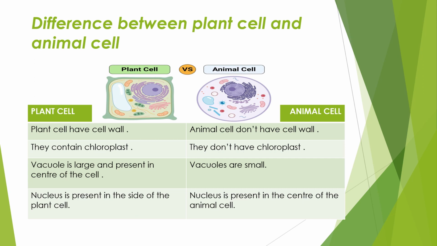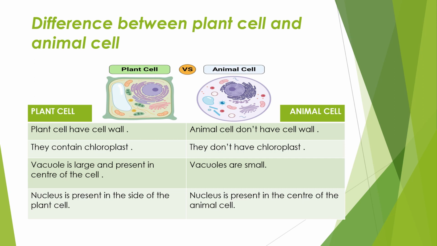Okay, now I think at this point you will tell me the difference between the plant cell and animal cell. This is just a revision for you without looking at the slide. This is just a test for you. Can you please tell me what is the difference between plant cell and animal cell? First difference, plant cells have a cell wall, animal cells don't have a cell wall. Plant cells contain chloroplast, animal cells don't have chloroplast. Vacuole is large and present in the center of the cell. Vacuoles are very small in animal cells. And one more difference was there. Nucleus is present on the side of the plant cell because of the vacuole.